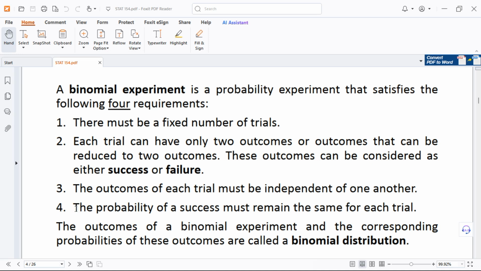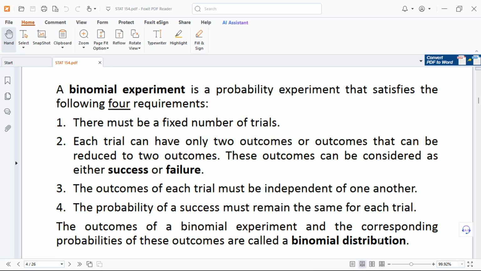Fourth, the probability of success must remain the same from trial to trial. When we are moving from one trial to another, this probability of success must be static. It is not supposed to change. After all these four requirements are achieved, you can say that the outcome of the binomial experiment and the corresponding probabilities of this outcome are called a binomial distribution.